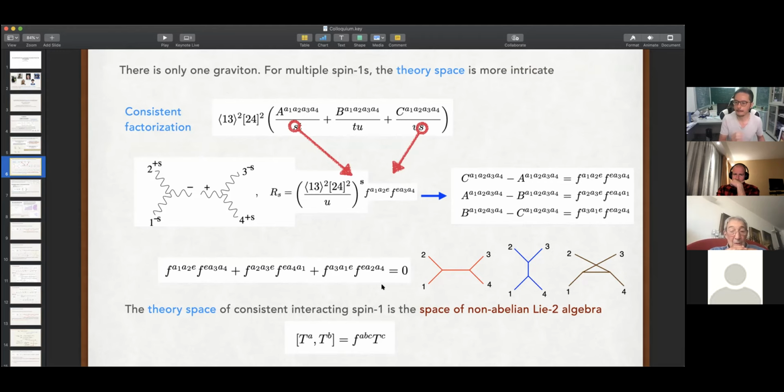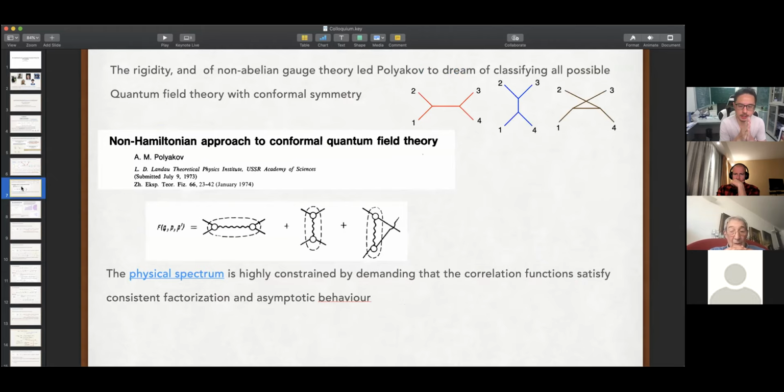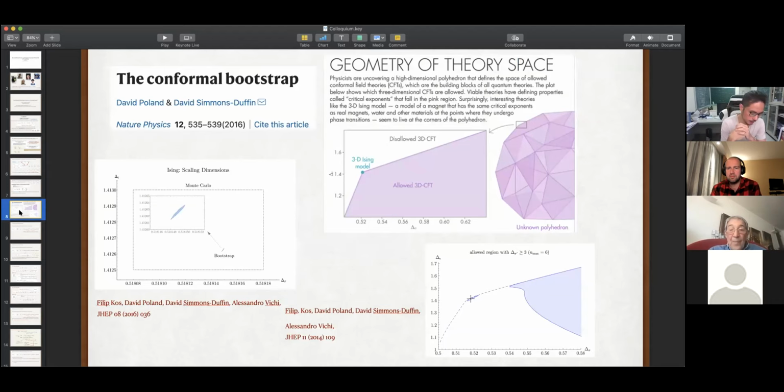Right. So that was probably behind the dream of Polyakov, which wants to use the same kind of idea on CFTs, which basically asks that the correlation function also have consistent factorization in all channels, and use this as a consistency condition to carve out the space of CFTs. And of course, most of you know that this has had tremendous progress in the past 10 years.